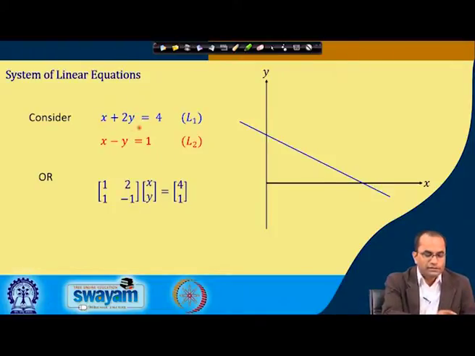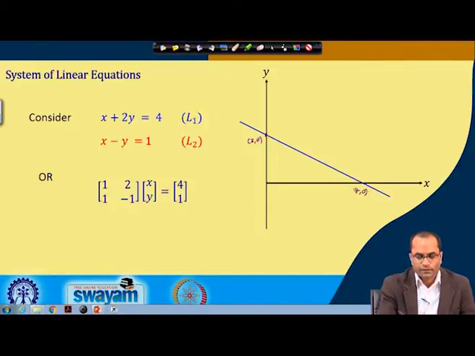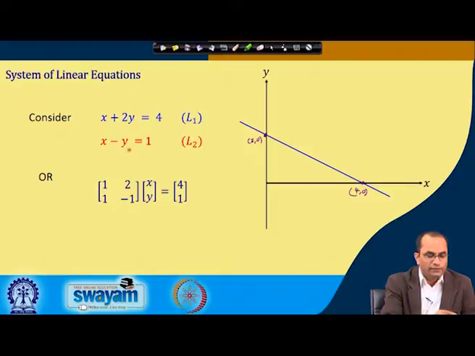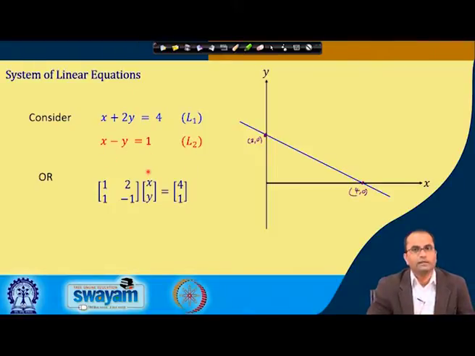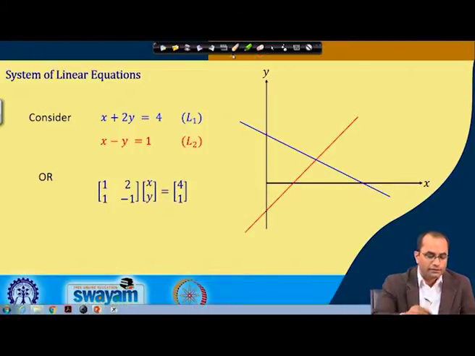Here, this is the first equation, x plus y is equal to 4. We can easily plot this. When x is 0, y is 4, so this is the point 0, 4, and when y is 0, x is 4, so this is the point 4, 0. So, this is equation number 1, and then we have equation number 2, x minus y is equal to 1, and that is given by this red line.